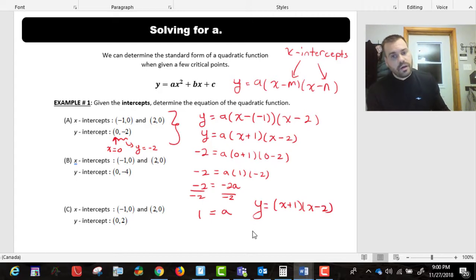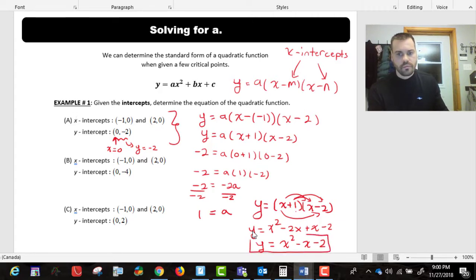And then all I have to do to get my standard form is expand that. So x times x is x squared. x times minus 2 is minus 2x. 1 times x is x. And 1 times minus 2 is minus 2. And so my equation becomes x squared minus x minus 2. That's my standard form. So that's how you use the x-intercepts and the y-intercept to find your equation. It's kind of a neat thing. So we'll do another example, and then I'll let you do the other ones on your own.